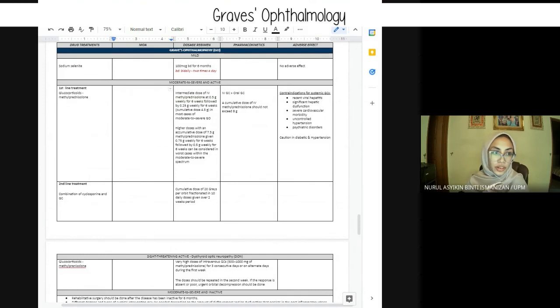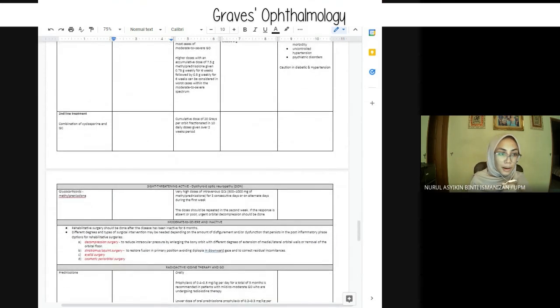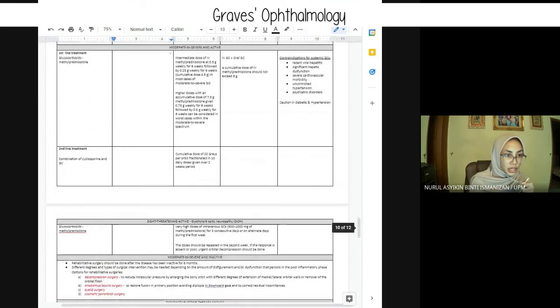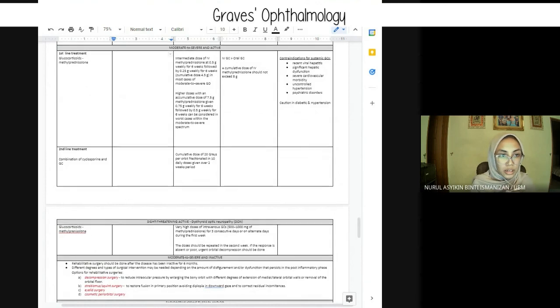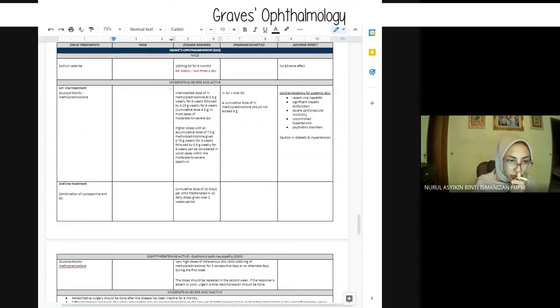And then for the adverse effects of the glucocorticoid methylprednisolone, there are contraindications for systemic GC, for example viral hepatitis, significant hepatic dysfunction, severe cardiovascular morbidity, uncontrolled hypertension, and psychiatric disorder. And then we go to second line treatment. It is a combination of cyclosporine and glucocorticoids. For the dosage regimen, it's a cumulative dose of 20 grams per orbit, fractionated in 10 daily doses given over a 2 week period. And also there are no significant pharmacokinetic adverse effects.